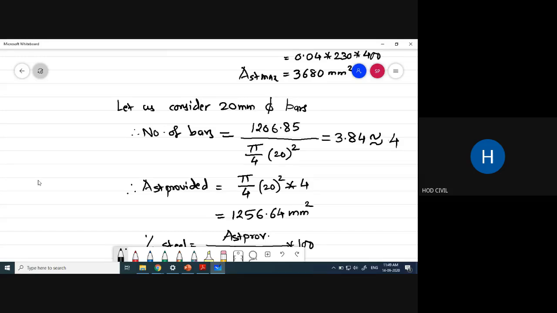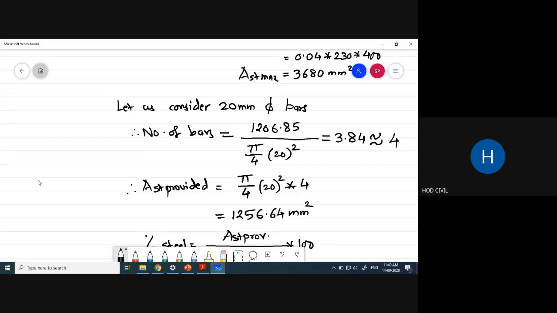Because if you compare the required AST is 1206.85, whereas provided is 1256.64, we have already provided almost 50 mm square more area. So that we can adjust by reducing the bar diameter. We can provide the closest area to whatever is required, that is, 1206 is required. So we can provide say 1210 by adjusting the bar diameter. In this fashion, we can consider economy in the design.